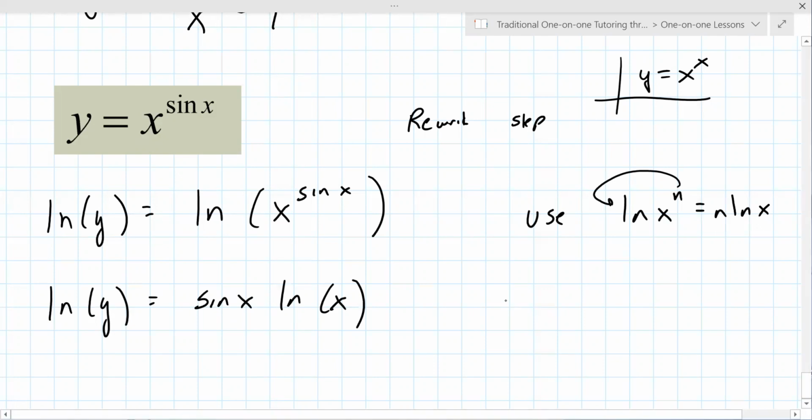Now this line right here, you do the derivative implicitly. Wait, but there's only one x, so where did the other x come from? Which x? There's an x there. Oh, there's two x's. Never mind.